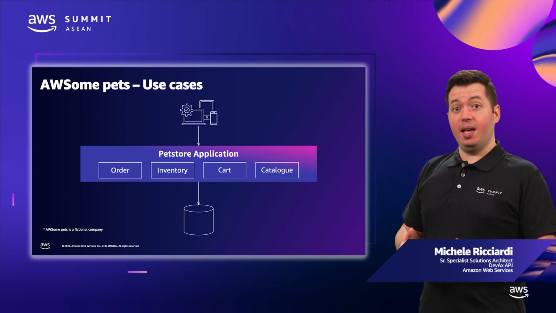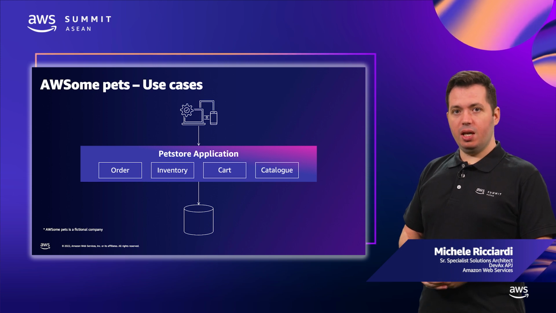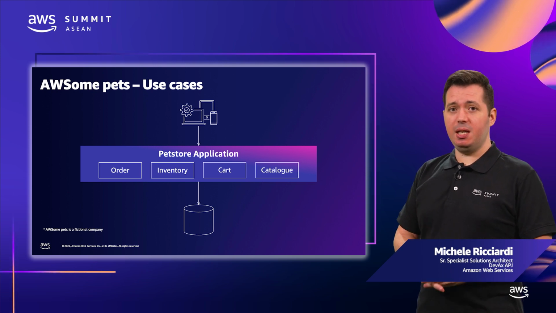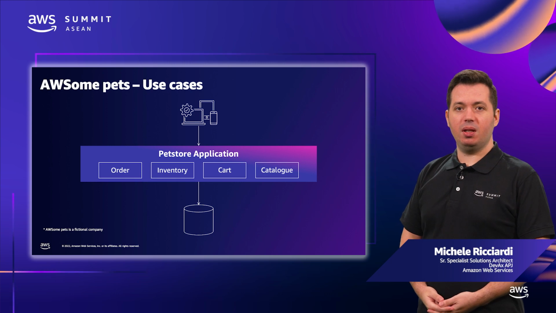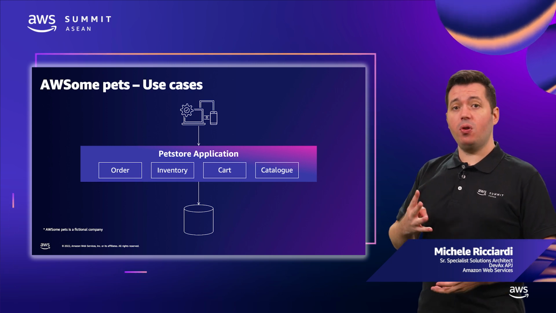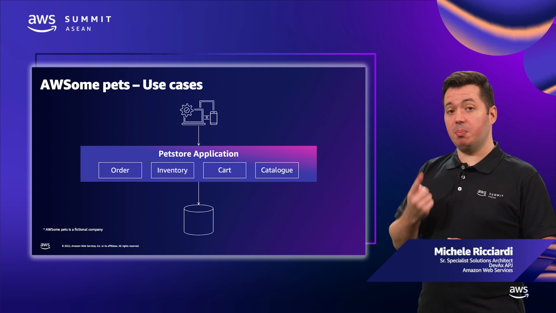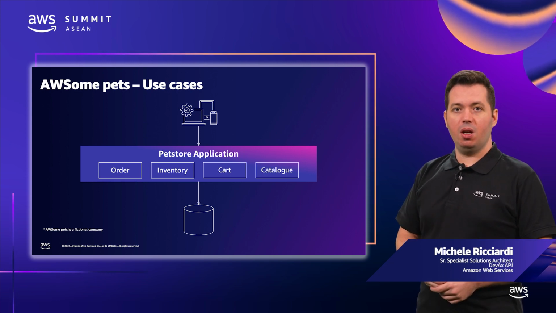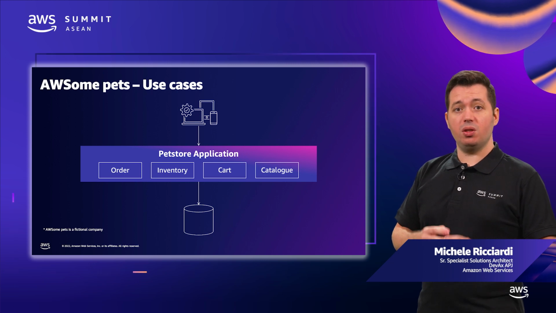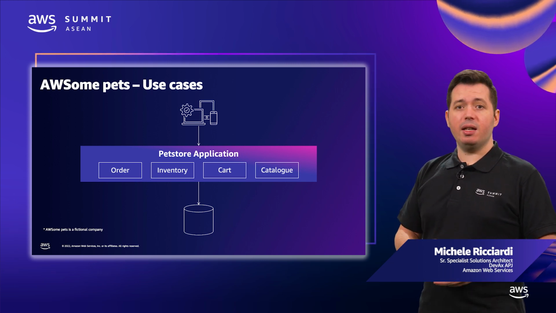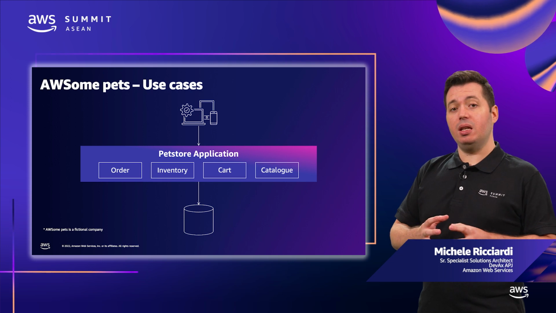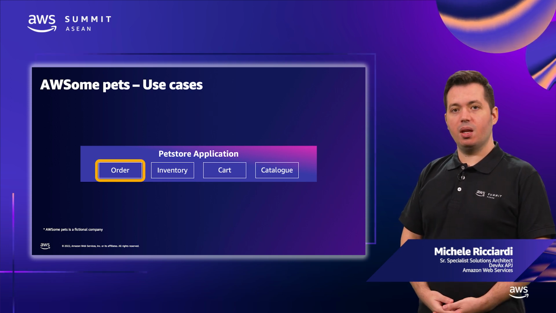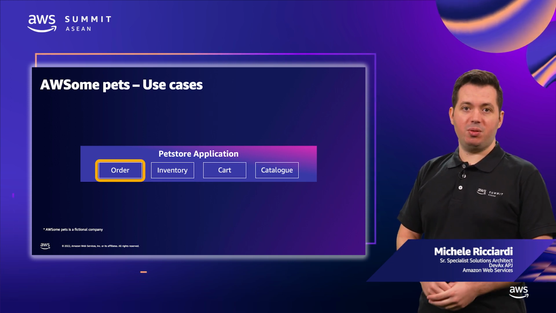So the first step in any application decomposition is to identify the key business capabilities that make up the application. In this scenario, we have four main use cases: the order management, inventory, the cart, and the catalog. We'll go through each one of these use cases in more details and explore which database best suits the need of each use case. Let's start with the order management.